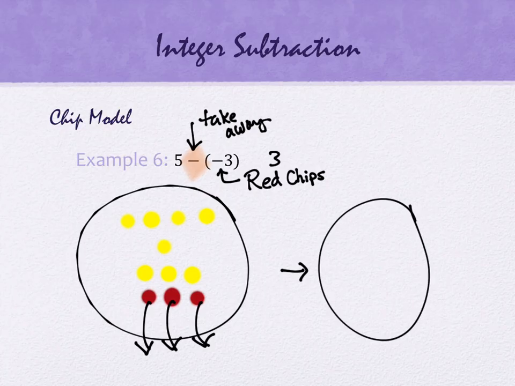What do you have? 8. You have 8 yellow chips. I think that's 8. This is the number 8. What does this do for us?